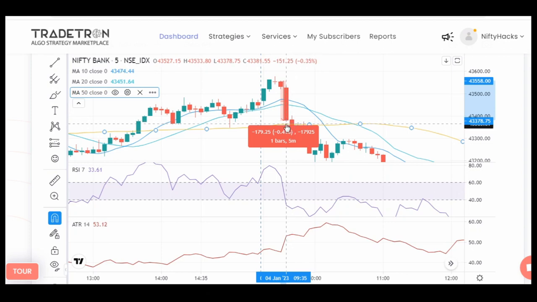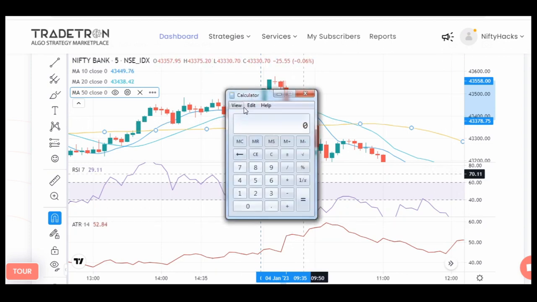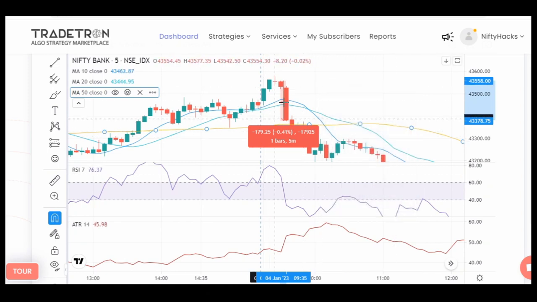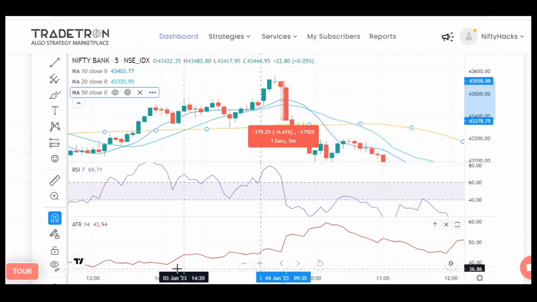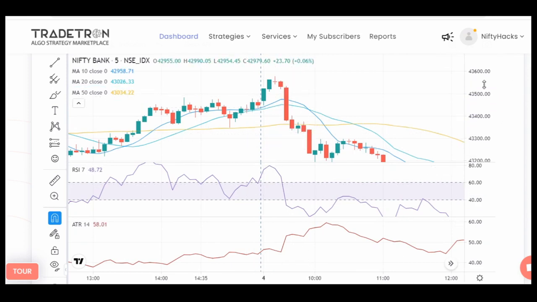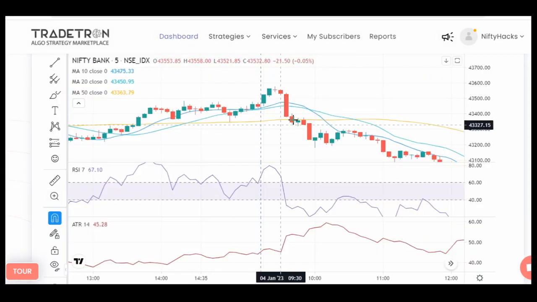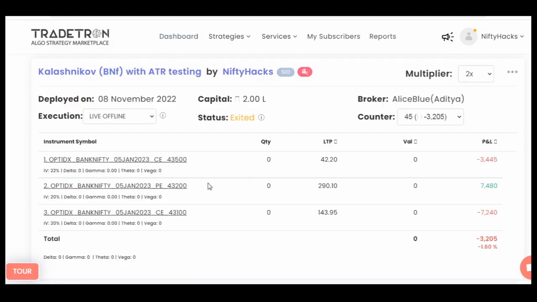So let's make the calculations right now. 53 into 2.3, so the range comes to 121. So this SL range is quite bigger than what we need in our strategy. If in this trade our SL had got hit, it would have been a much bigger SL, as you know. So the original strategy took this trade because we didn't have any ATR condition in that, but it seems like our ATR condition is working properly, right?